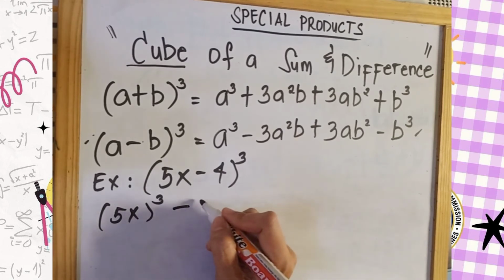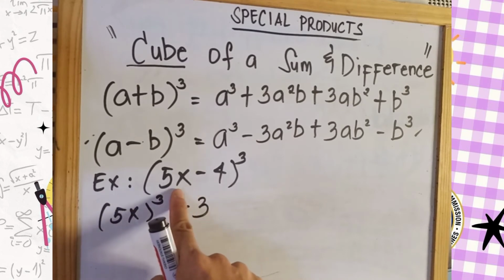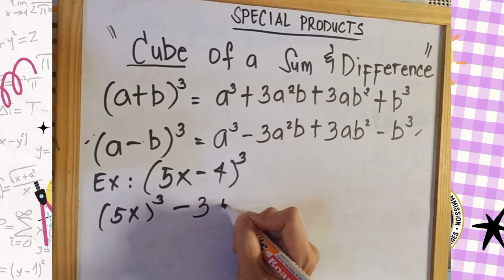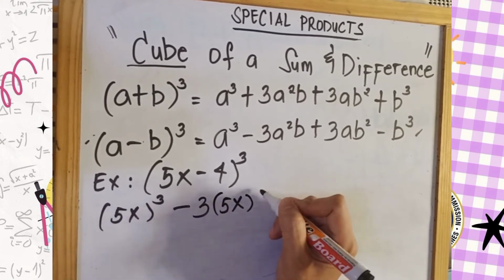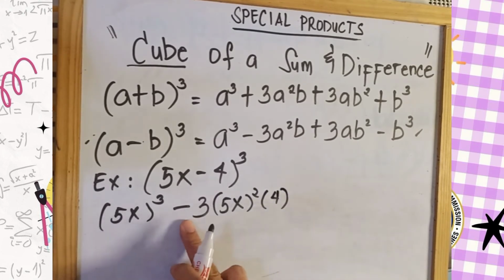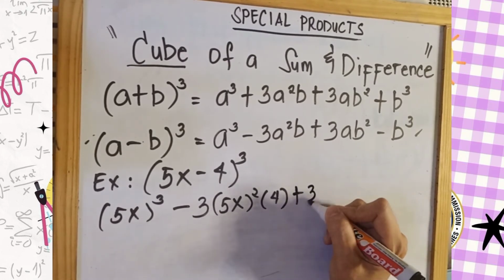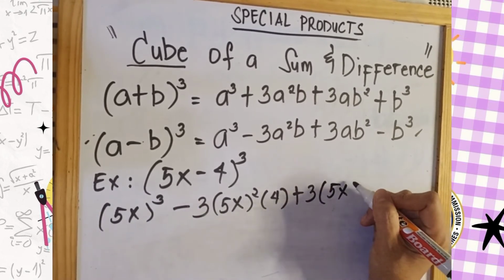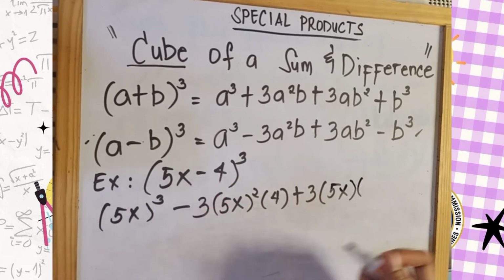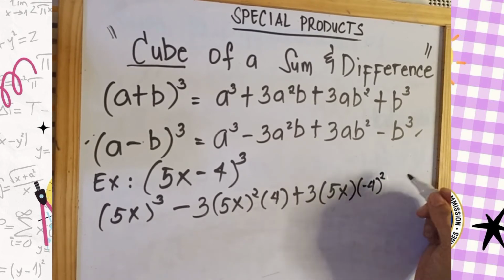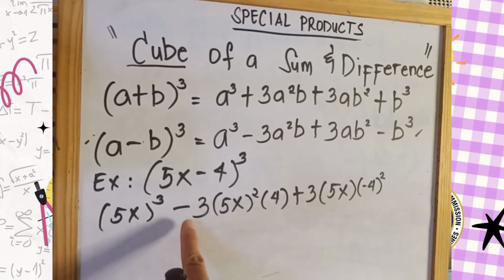So negative thrice the product of the square of the first term and last term. So 3 times 5x squared times 4. So, negative na siya. Next sign natin is positive. Plus 3 times, yung first term naman natin is 5x times the square of our last term. So, negative 4 squared.